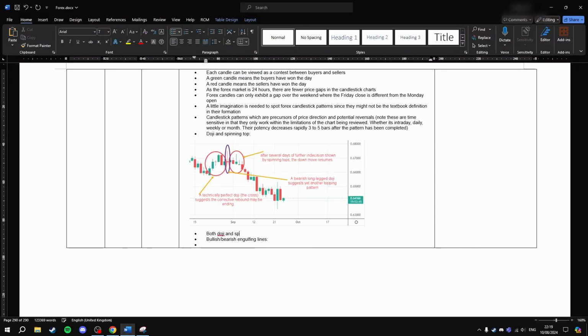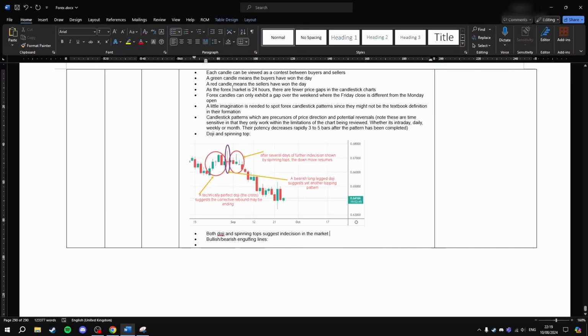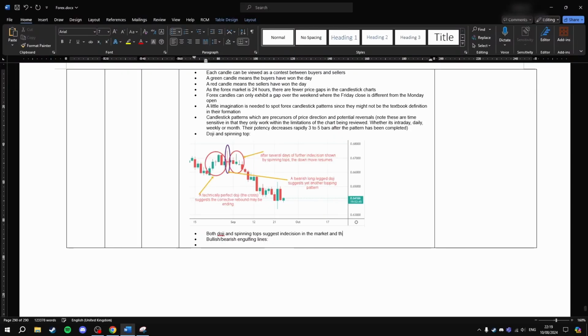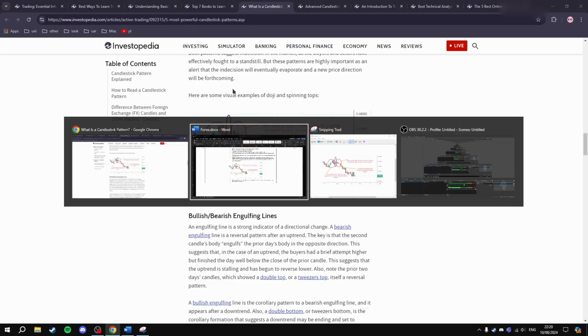Both doji and spinning tops suggest indecision in the market, but these patterns are highly important as an alert that the indecision will eventually evaporate and a new price direction will be forthcoming.